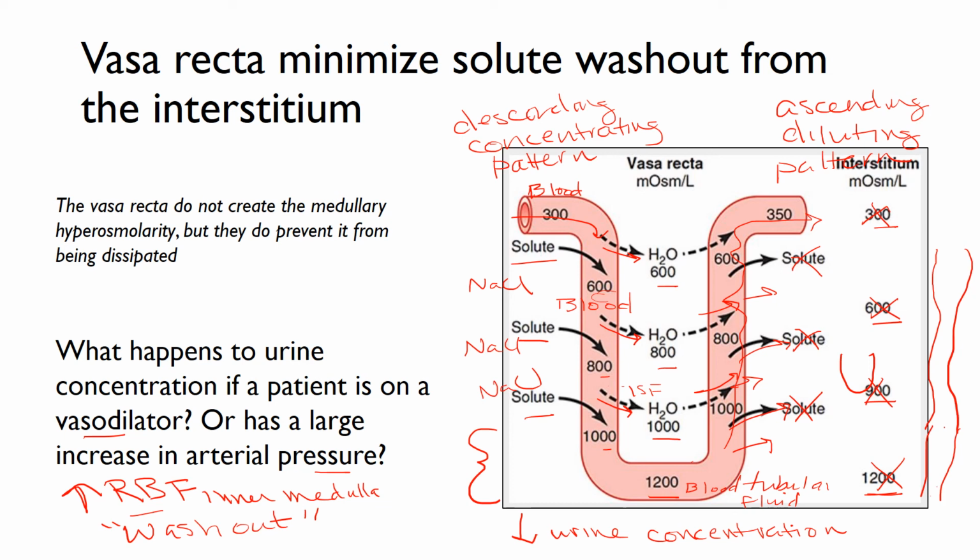And then this tubular fluid here, by the time it gets to the bottom of the collecting duct, is going to be in osmotic equilibrium with the interstitial fluid at that area. And if the interstitial fluid at that area is 1200, then the tubular fluid at the bottom of the collecting duct will also be 1200, meaning you will urinate out 1200 milliosmoles per liter concentrated urine.